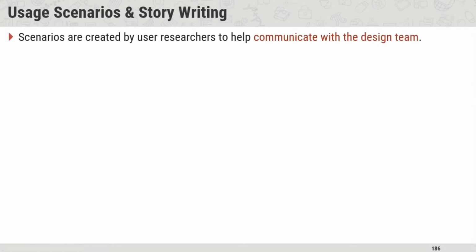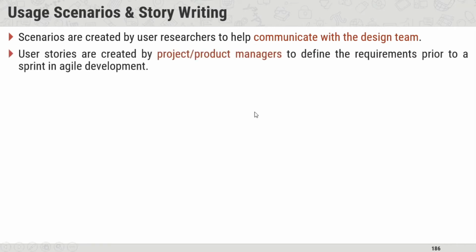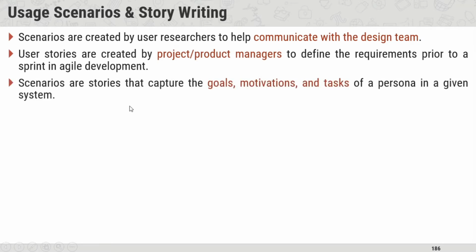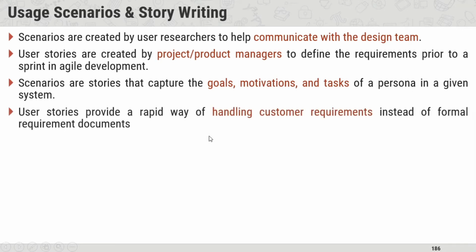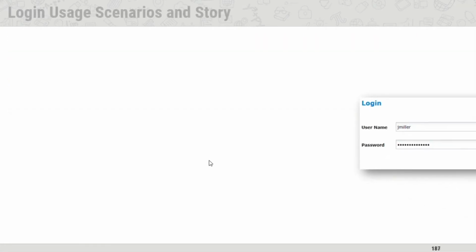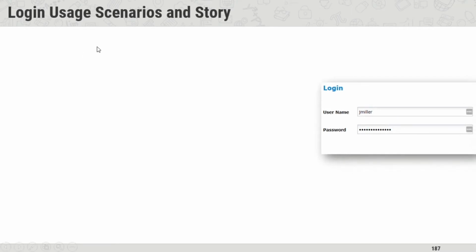So let's take an example of usage scenario. Before that, scenarios are created by user researchers to help communicate with the design team, and user stories are created by project or product managers to define requirements prior to sprint in agile development. So scenarios are stories that capture the goals, motivation, and task of persona in a given system. User stories provide a rapid way of handling customer requirements instead of a formal requirement document. So let's see the story or usage scenario for the login.